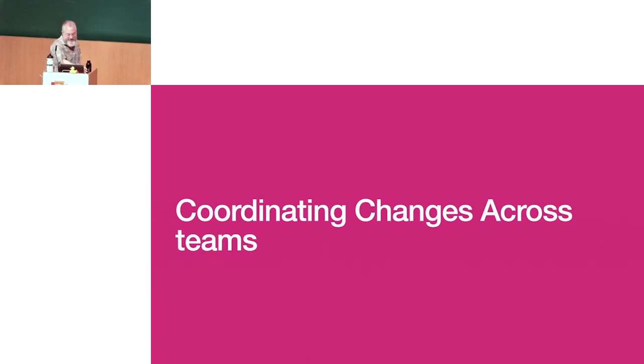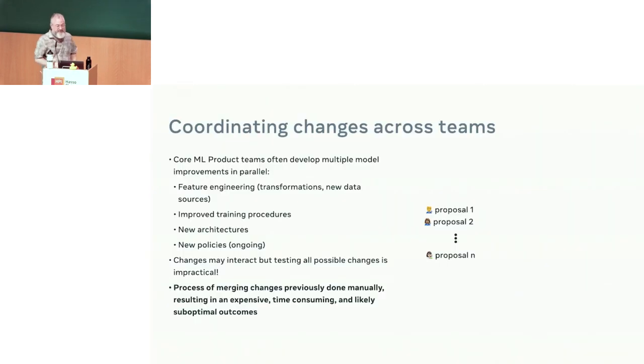A lot of these technologies turn out to be useful for other things. For example, we have this other situation where there are many proposals to model changes. You might have a number of different people working on feature engineering, so coming up with transformations of features, adding new features into the ML models. We might have people who are developing better training procedures, all kinds of data augmentation procedures. We might have new architectures to the multitask models that we're using. There might be new policies for how we translate those predictions into a ranking.